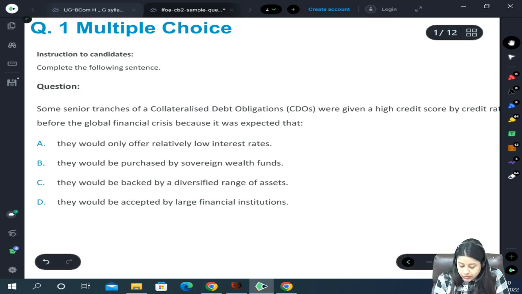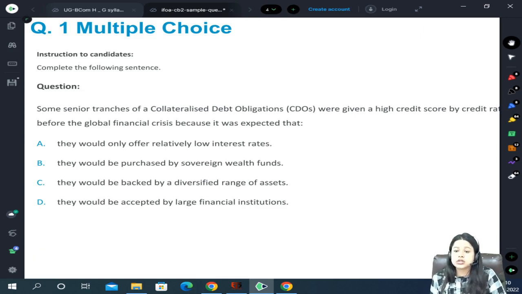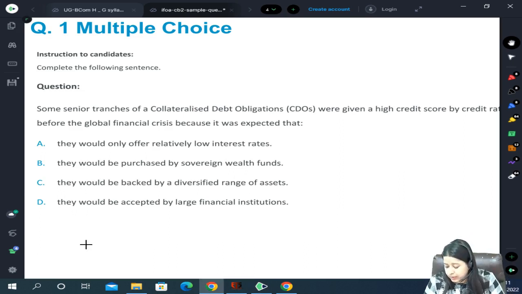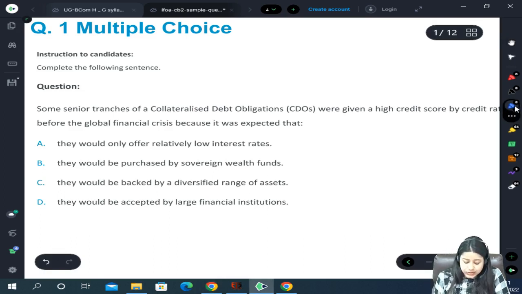Some senior tranches, let's read. You might also see some of the questions which we haven't completed yet, because we are still in the micro portion. We have finished micro, and we are starting with macro. In today's class I just want to discuss different types of questions. Even if you are not getting the answers, it's completely fine, because this deals with a chapter which you haven't covered yet. Now let's read the first one.